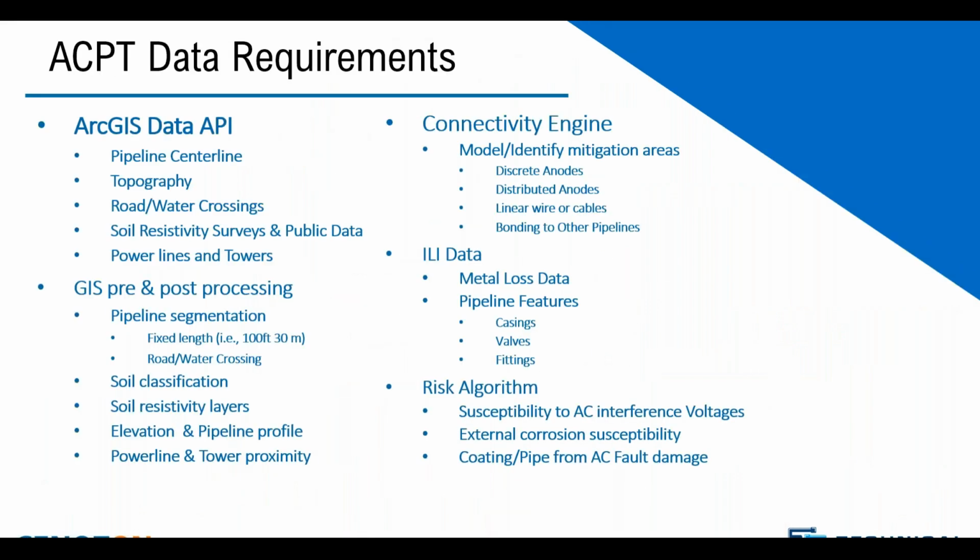So around AC mitigation, there's a lot of underlying data that is required to conduct that study and understanding of where your risks are with relation to AC interference. So examples of that would be your pipeline centerline, so knowing where your pipeline is. Depth of cover or topography is important, whether or not there's road or water crossings. Understanding the nature of soil, where the power lines are and the nature of the power lines and towers within proximity of your operations.